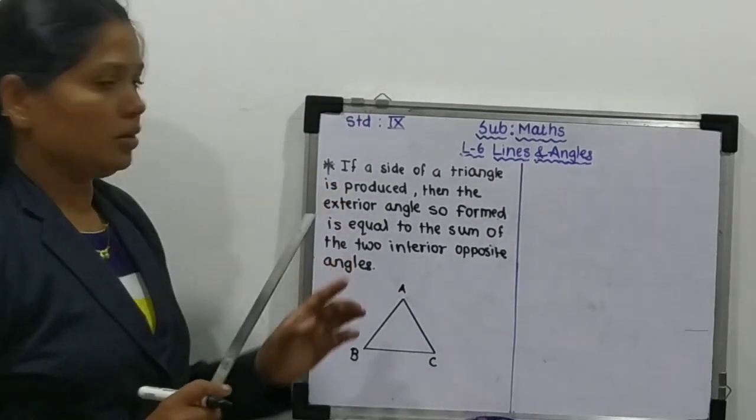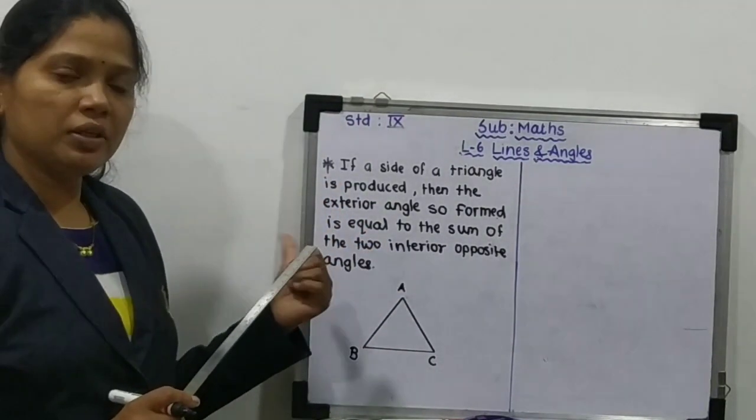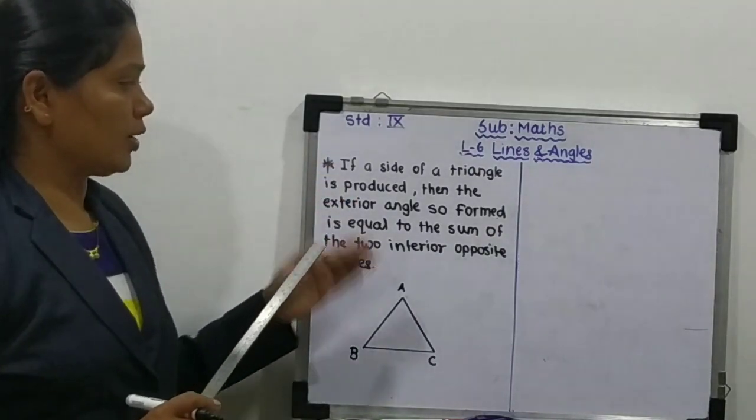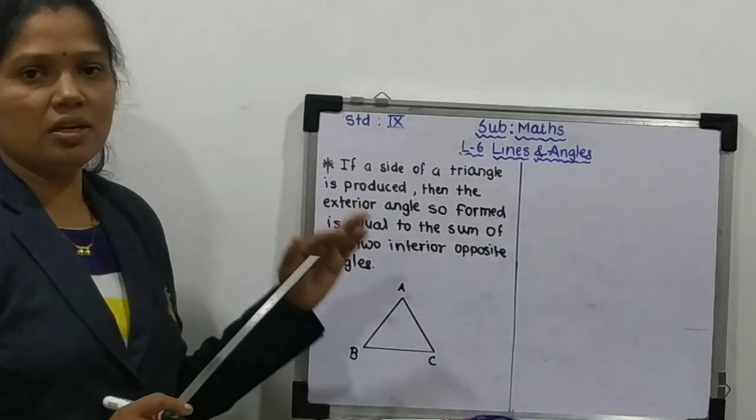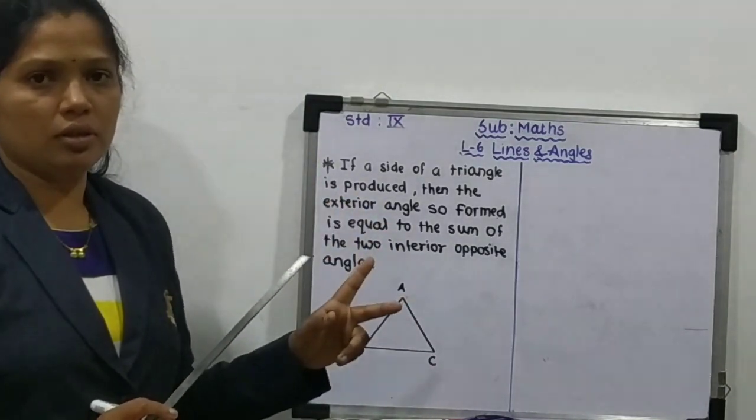One more theorem is there, which we are not going to see. The important one is the angle sum property. This one is not asked. This is the exterior angle property, which we have studied in earlier classes, both theorems, right?